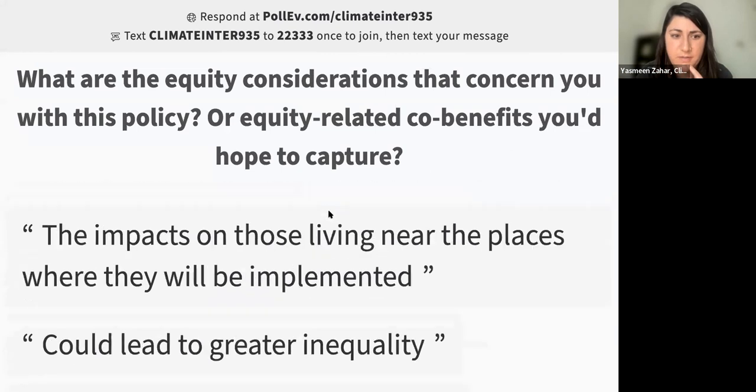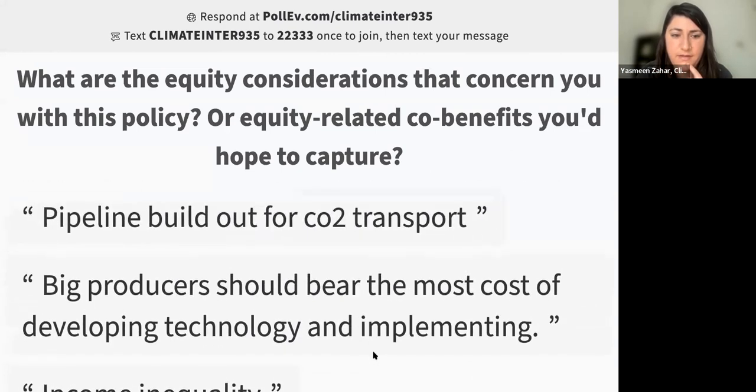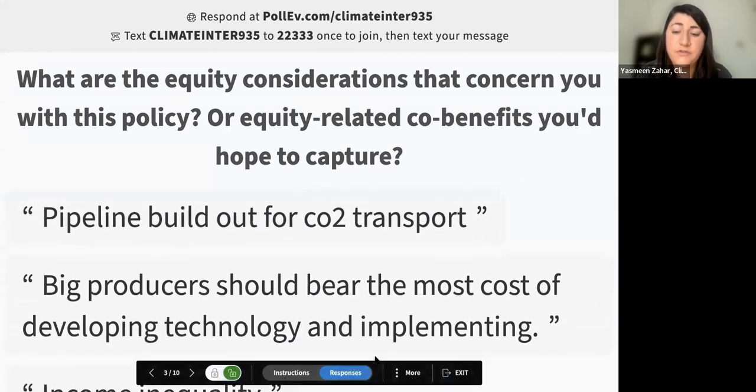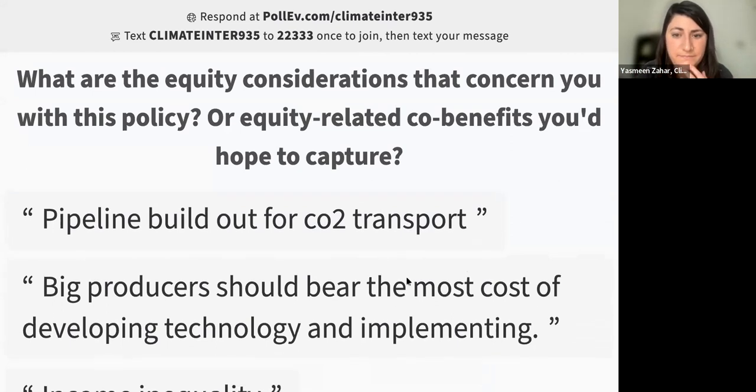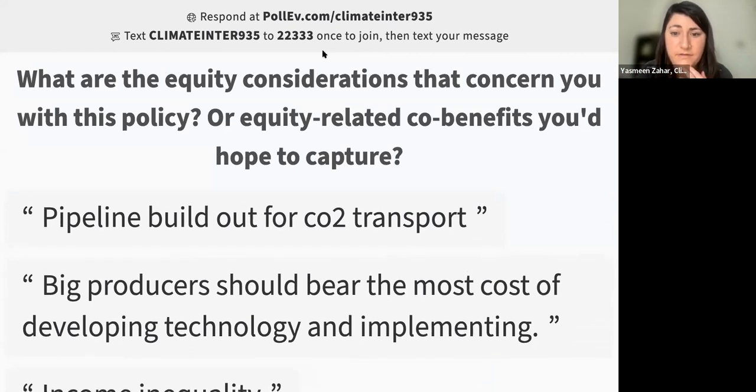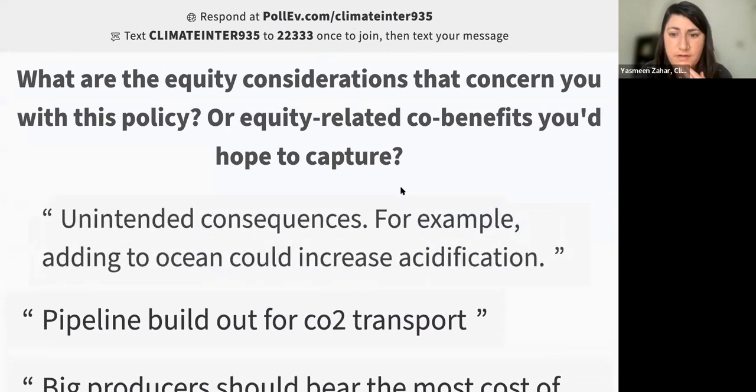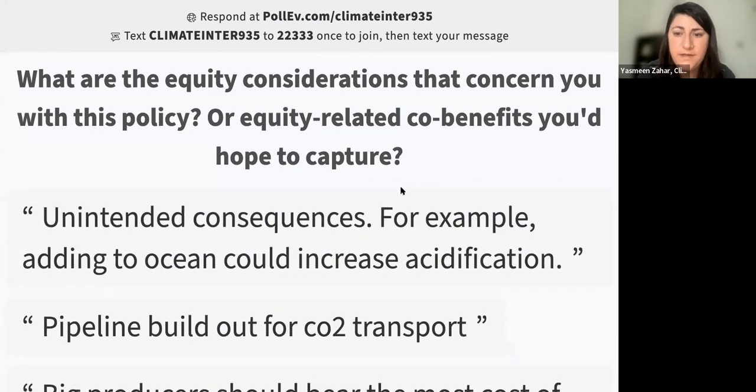using a lot of energy to operate, yep. Big producers, so who's bearing the cost when it comes to implementing these technologies? And should it be those big producers? Pipeline build out for CO2 transport. There's sometimes an adverse impact on poor communities in the chat.